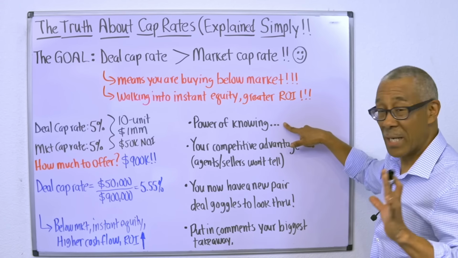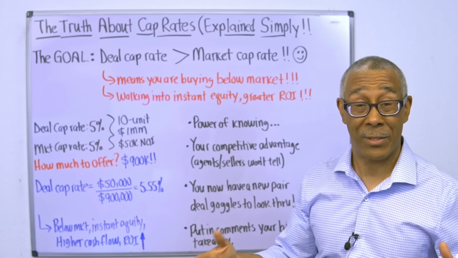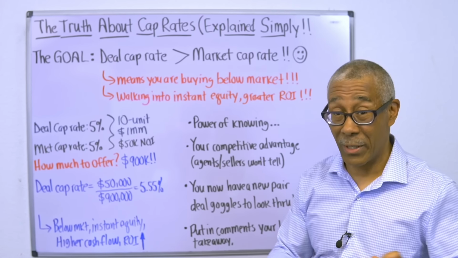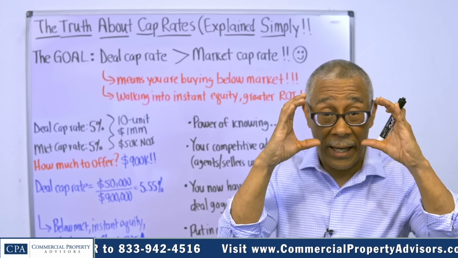It really is, because a real estate agent or seller is not going to voluntarily tell you that there are two cap rates and what to do with them. This is your competitive advantage. So you now have a new pair of deal goggles to look through. From now on, any deal you look at, any multifamily, any commercial deal, put those deal goggles on, calculate the deal cap rate, then get the market cap rate and compare the two. When you want to see what offer to make, make sure the deal cap rate you end up with, because you're going to offer a lower price, is greater than your market cap rate.